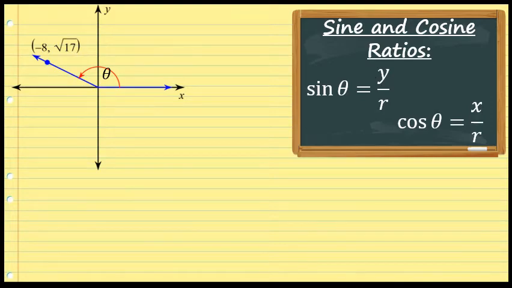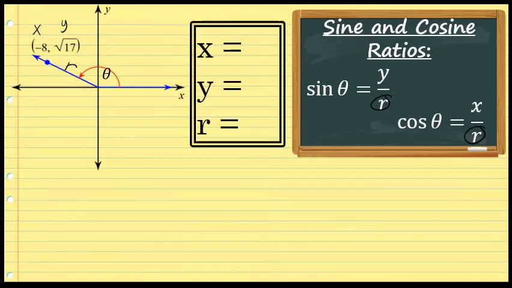So again, this problem really boils down to just finding the value of r. I know that x is -8. I know that y is the square root of 17. The sine and cosine ratios both include the value of r. Once I know r, I can state those two ratios. The value of x, again, -8. The value of y, the square root of 17. And the value of r is the last piece of the puzzle to state the sine and cosine ratios.